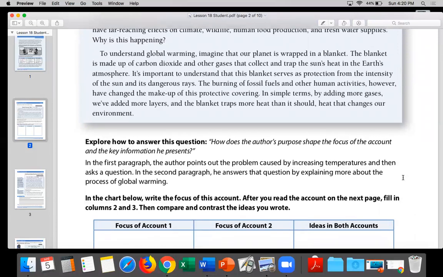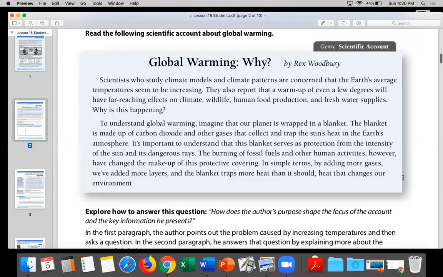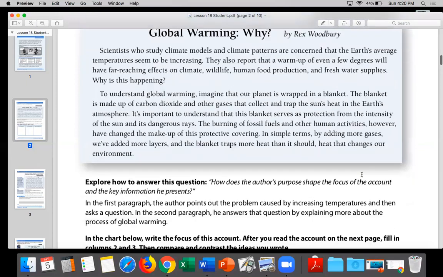Okay, how does the author's purpose shape the focus of the account and the key information he presents? In the first paragraph, the author points out the problem caused by increasing temperatures and then asks a question. In the second paragraph, he answers that question by explaining more about the process of global warming. Okay, so we've got two paragraphs up here that we'll be looking at.